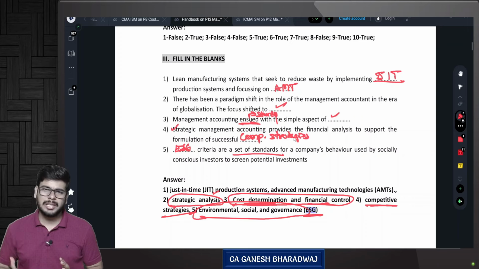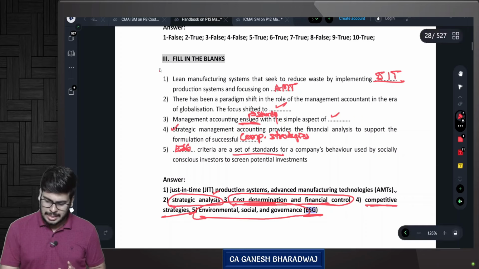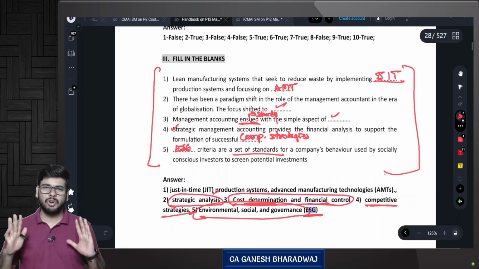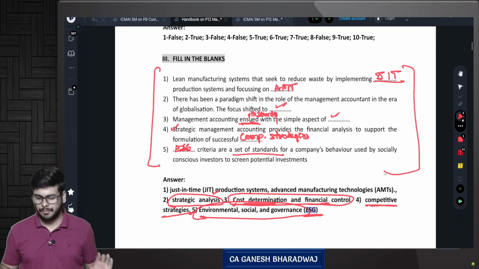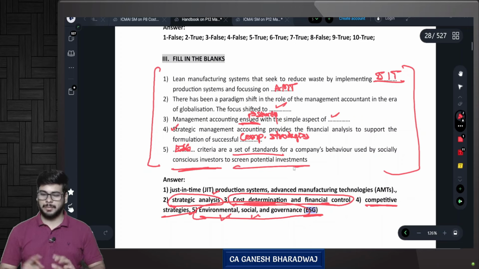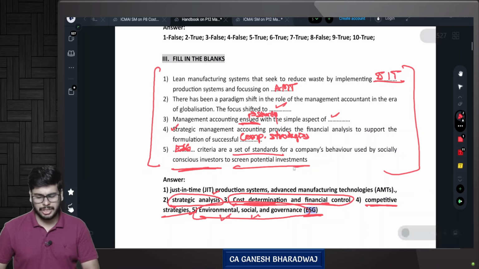By way of fill in the blanks, the institute wants you to learn a few things. These five areas alone you prepare for fill in the blanks. For everything else, conceptual knowledge itself is sufficient to tackle the questions. So ESG means environmental, social and governance criteria, a set of standards for a company's behavior used by socially conscious investors to screen potential investments. This is what is given in the first chapter.